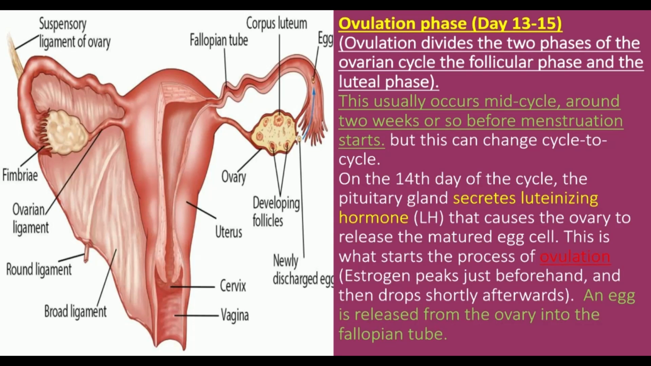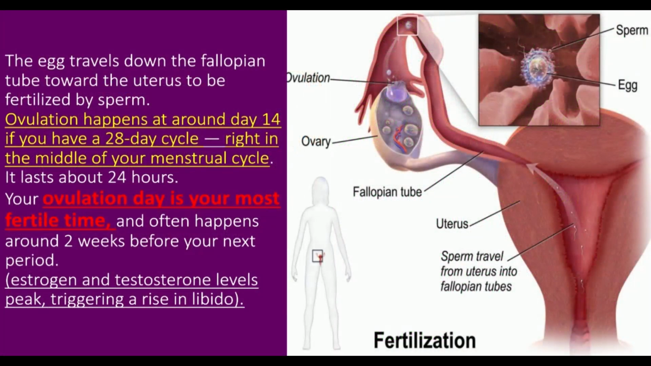Ovulation phase. This usually occurs mid-cycle, around 2 weeks or so before menstruation starts, but this can change cycle to cycle. On the 14th day of the cycle, the pituitary gland secretes a hormone that causes the ovary to release the matured egg cell. This is what starts the process of ovulation. An egg is released from the ovary into the fallopian tube. The egg travels down the fallopian tube toward the uterus to be fertilized by sperm. Ovulation happens at around day 14.